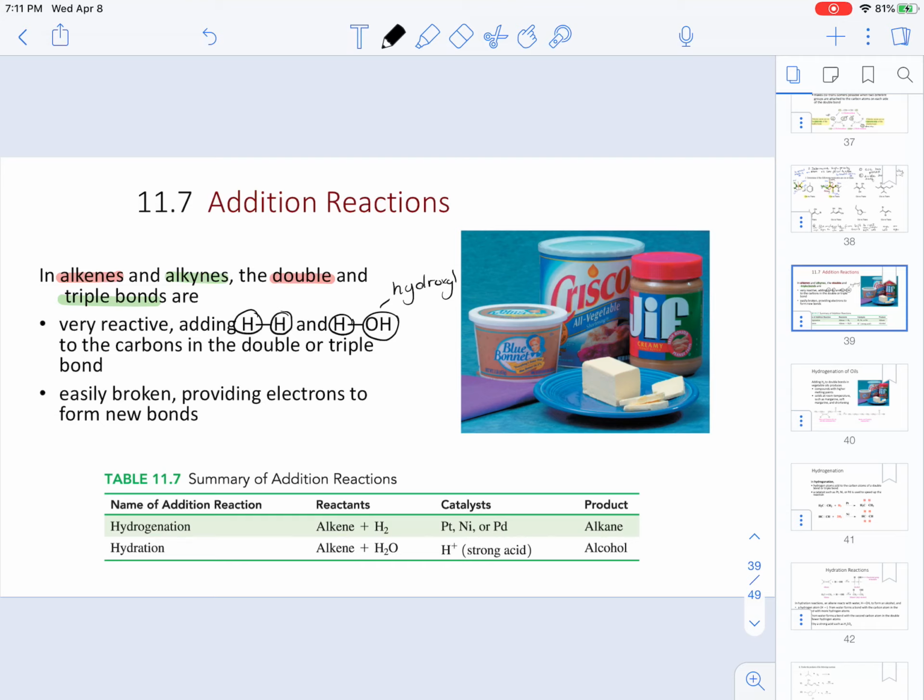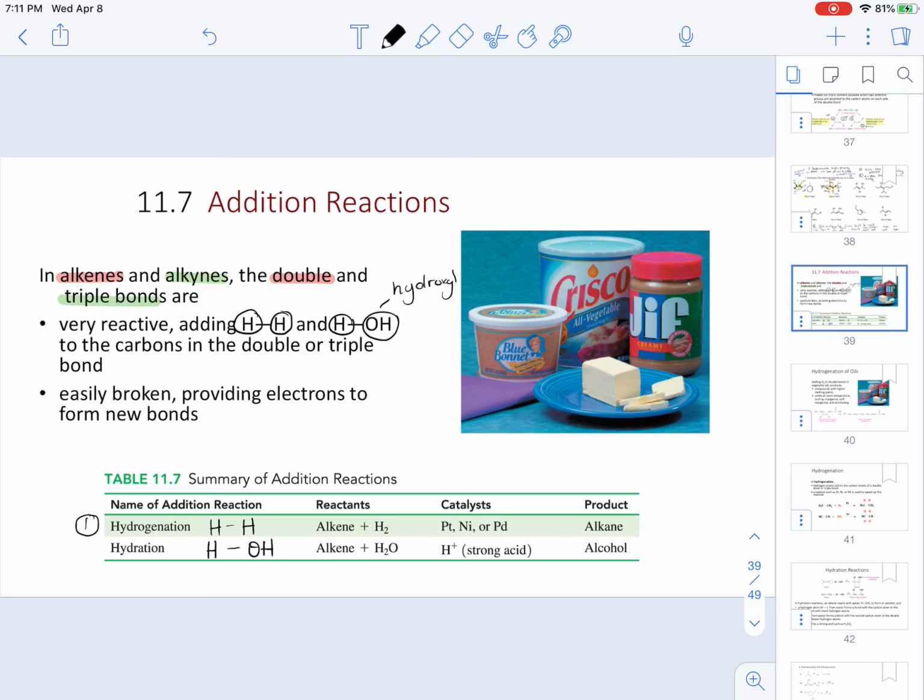So the two addition reactions that we are going to be exploring in chapter 11 are called, first, the hydrogenation reaction, which means that we are going to be adding hydrogen to each of the carbons that are held together by a carbon-carbon double bond or triple bond. And then the other reaction is going to be hydration, which means that there's a carbon atom that is going to receive an H, and another carbon atom is going to receive an OH.